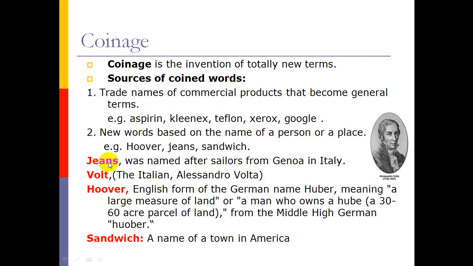Of course, jeans was named after sailors from Genoa in Italy. Volt, the Italian Alessandro Volta. Hoover, English form of the German name Huber, meaning a large measure of land, or a man who owns a hub, a 30 to 60 acre parcel of land, from the Middle High German Hopper. Sandwich, a name of a town in America.